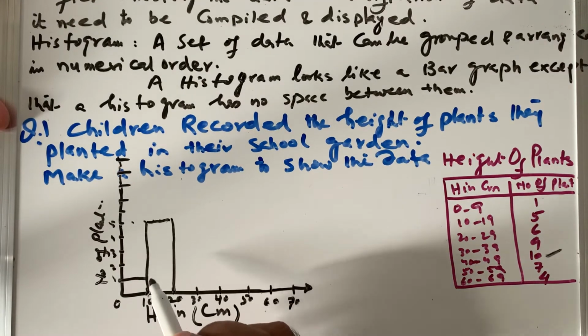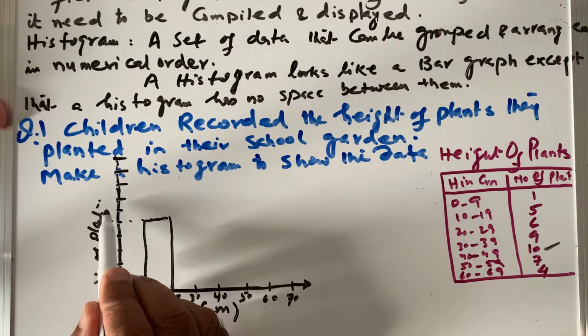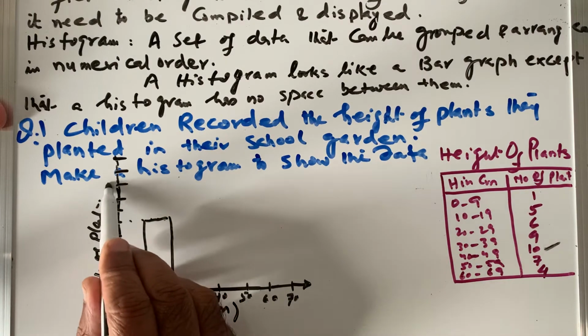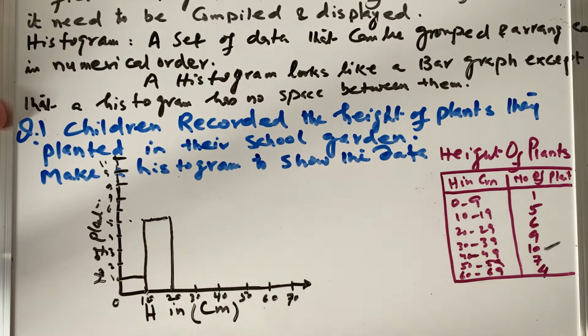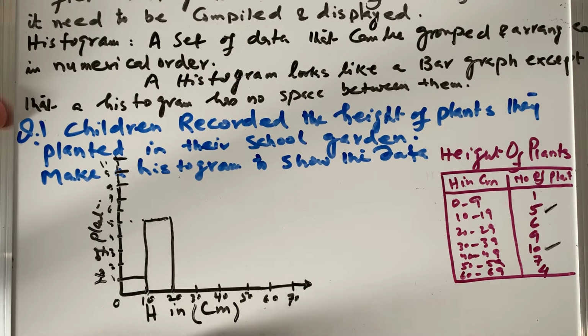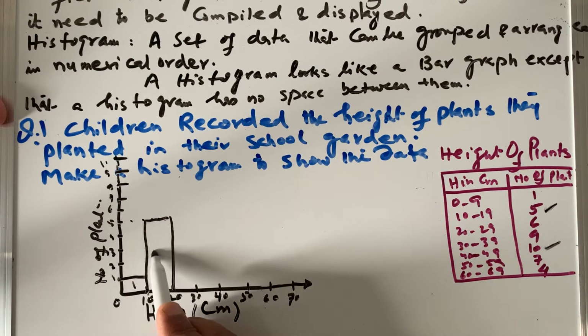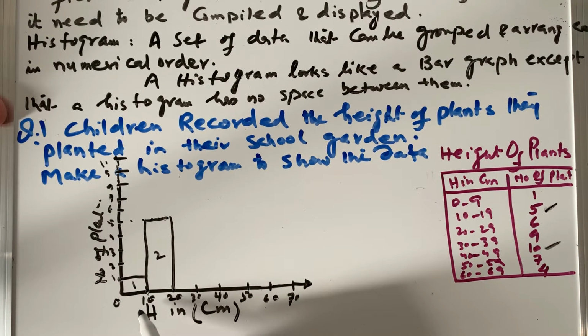You have planted 5, 6, 7, 8, 9, 10, right? So this is number 2 data. 10 to 19 is 5, right? So we go up to 5 and make a bar, but there is no space between the first data and the second data. You can see this is first data, this is second data, right?